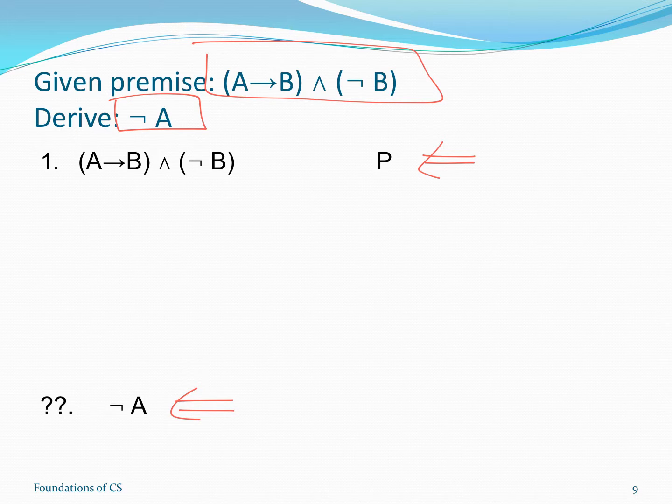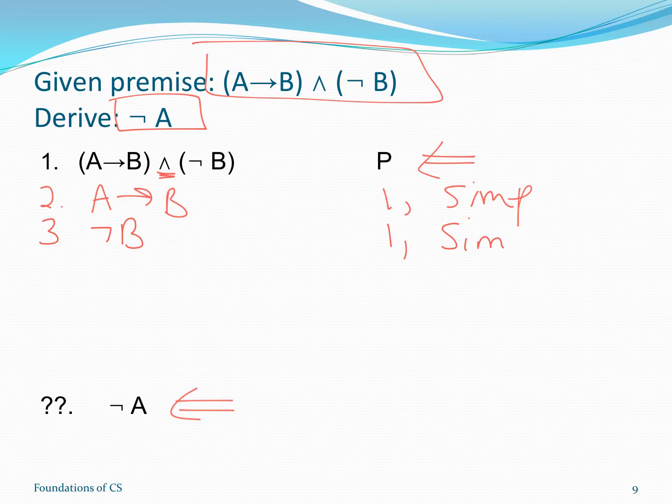And of course, we have an and in here in my premise, so I know I'm going to use simplification. I know I've got A implies B, and that is just based on line 1 and simplification. I know I've got plain old not B based on line 1 and simplification.